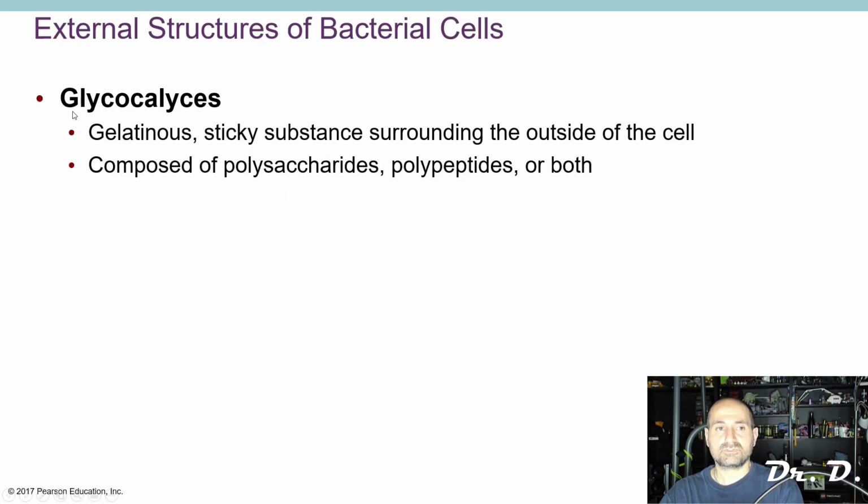So let's talk about those capsules or slime layers. Remember, those are called glycocalyxes, and these are gelatinous, sticky substances around the cell. They could be composed of polysaccharides, these are sugars, or polypeptides, these are proteins, or both. Okay, so it's this gooey substance outside of the cell wall. And remember, not all bacteria have a glycocalyx. Remember, glycocalyx includes the capsule or the slime layer.